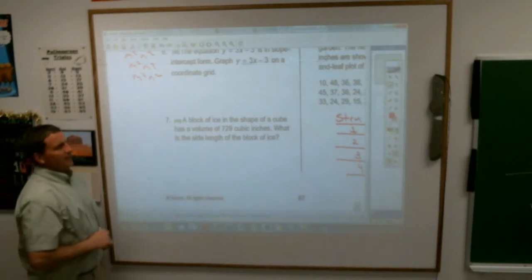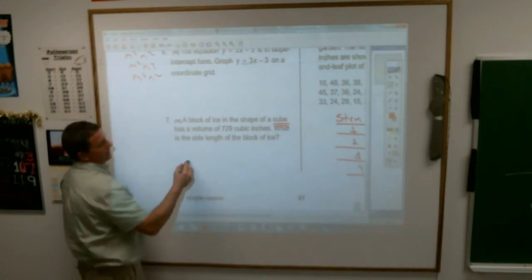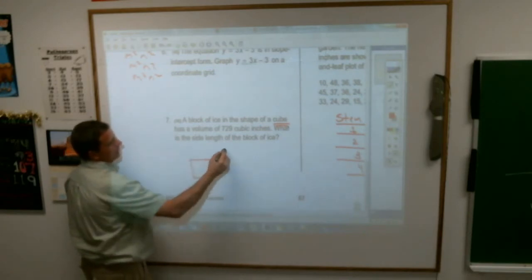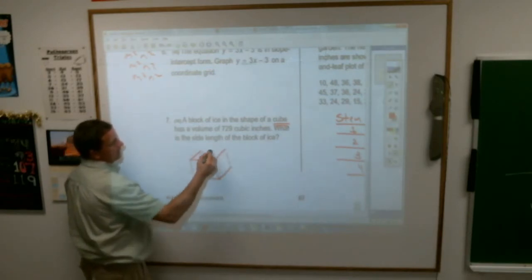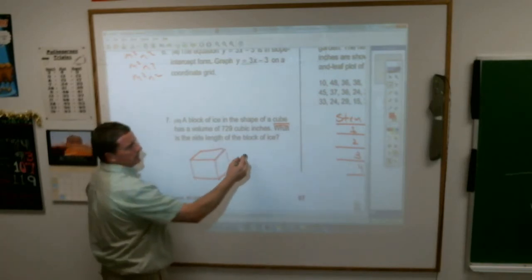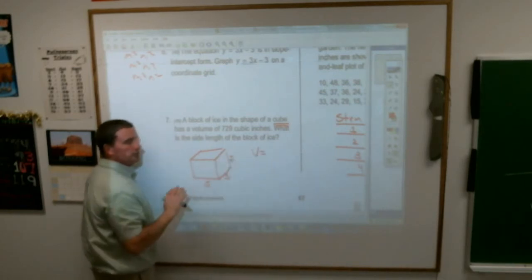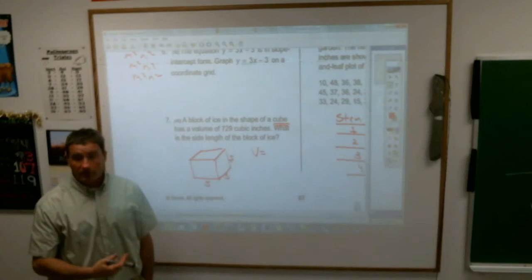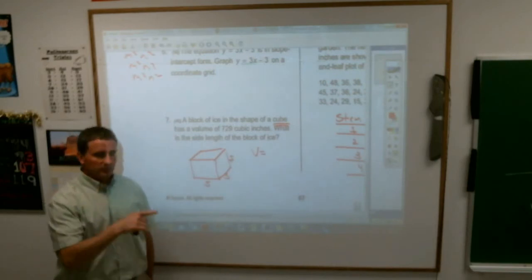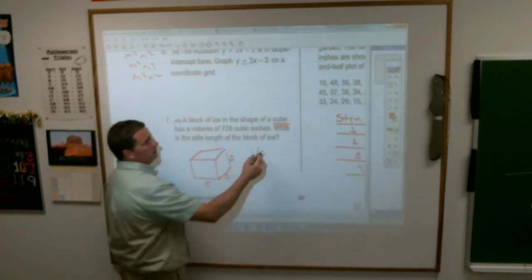Number 7 says a block of ice that's in the shape of a cube. Important word, cube. What do you know about cubes? Cubes have all the same sides. How do you find volume, Holly, of a cube? It's side times side times side. Cubes are different than rectangular prisms because all the sides are equal. So you don't do volume equals length times width times height because they're all the same. They're not different.